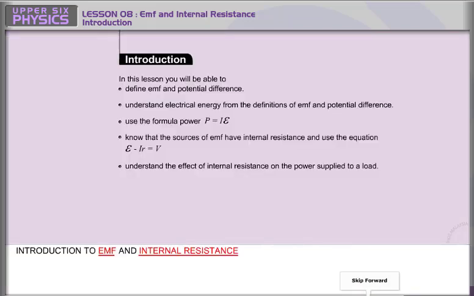Introduction. In this lesson, you will be able to define EMF and potential difference, understand electrical energy from the definitions of EMF and potential difference, use the formula power P equals I epsilon, know that the sources of EMF have internal resistance and use the equation epsilon minus IR equals V, and understand the effect of internal resistance on the power supplied to a load.